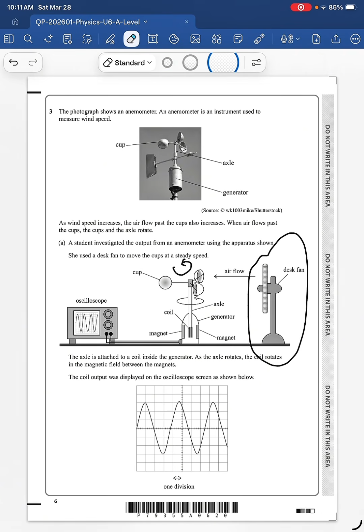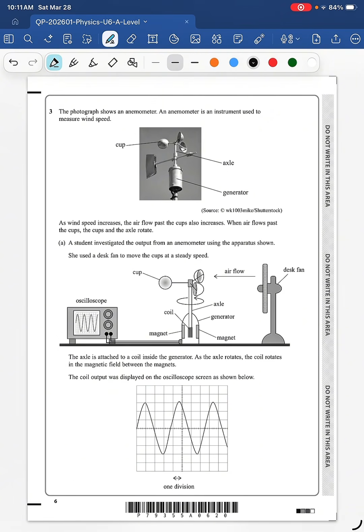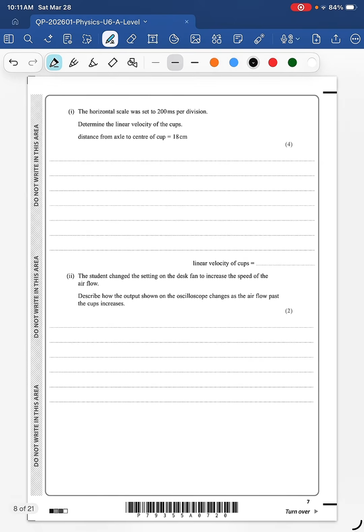All right, so let me raise those. And we get this nice graph over there, on the screen. The axle is attached to a coil inside the generator. As the axle rotates, the coil rotates in the magnetic field between the magnets. The coil output was displayed on the oscilloscope screen as shown below. Okay, question I. The horizontal scale was set to 200 milliseconds per division. Determine the linear velocity of the cups.